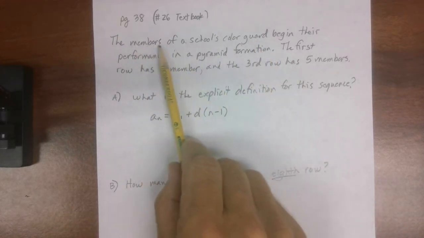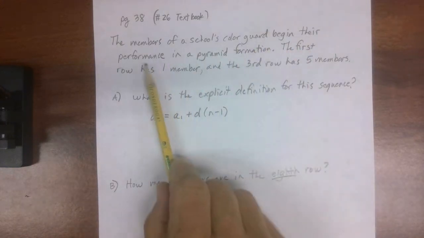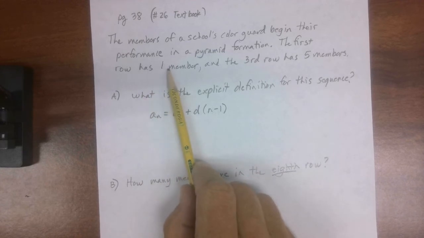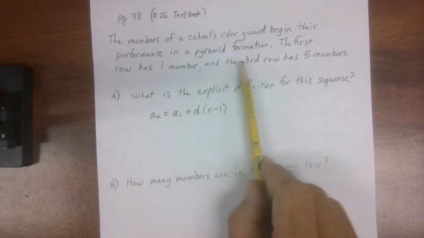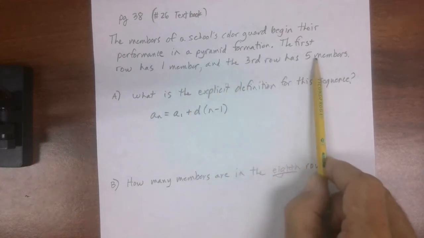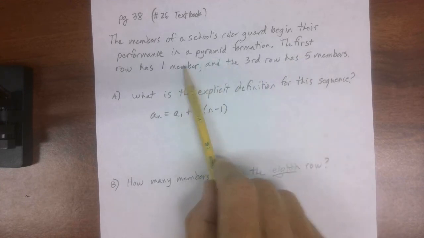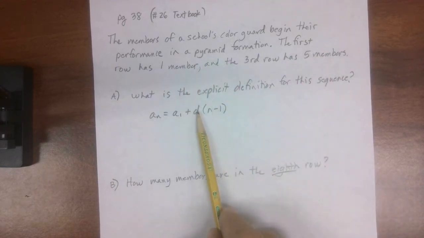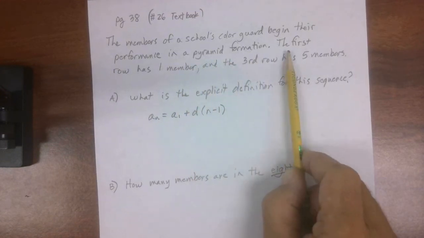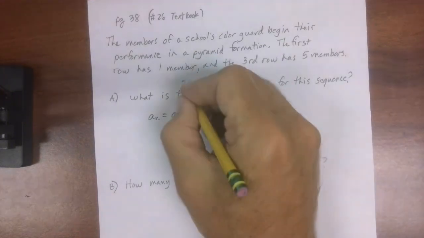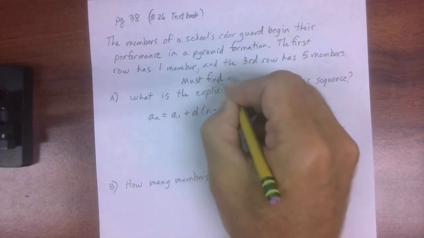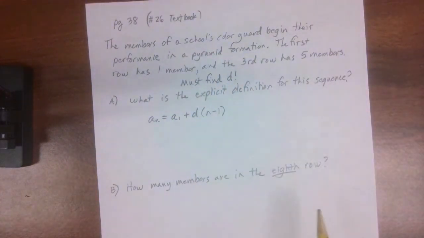The members of a school's color guard begin with performance in a pyramid formation. The first row has one member. Okay, so get that in your mind. Third row, see how it skips the second row? Jumps right to the third row, and they tell you there's 5 members. There's no way you can develop a pattern to determine what the common difference is from the first row to the second row to the third row. There's just no way to do it. That's your clue. When you know that, you must find D. How are we going to do that?